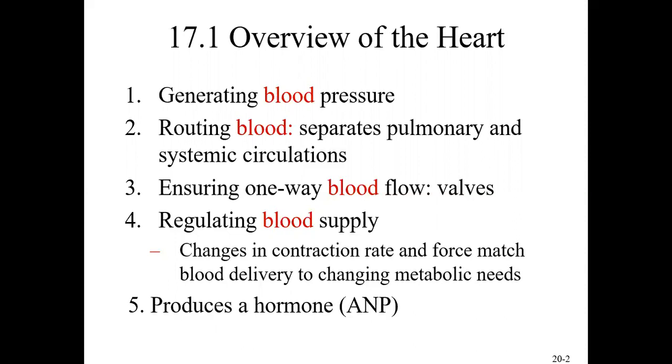And then number 4 is to regulate blood supply. This you can think of as a homeostasis type process in which your heart can change the contraction rate. In other words, your heart rate can increase or decrease, and the force that the heart is contracting with can actually increase and decrease. And that helps to deliver the blood requirements out to the body based on your metabolic needs. And then, of course, don't forget that the heart does produce a hormone, and we talked about that back in Chapter 16, and that hormone is ANP, or atrial natriuretic peptide.